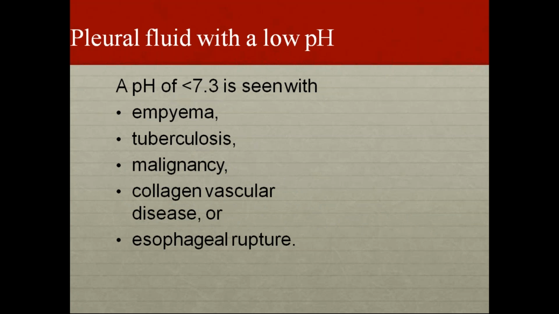So, the pH. When is a pH of less than 7.3 seen? Pleural fluid with a low pH you can see in empyema, tuberculosis, malignancy, collagen vascular disease, and esophageal rupture. As I already said, a low pH is also seen in exudative effusions. Most important things are malignancy, tuberculosis, and collagen vascular disease. That is a low pH.